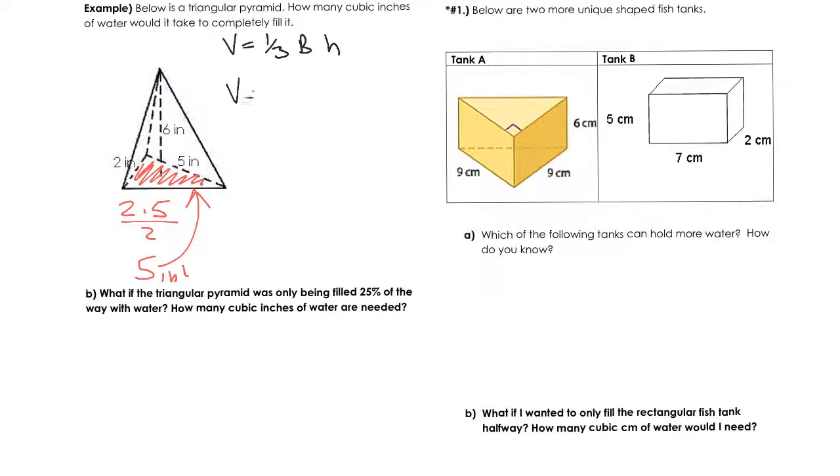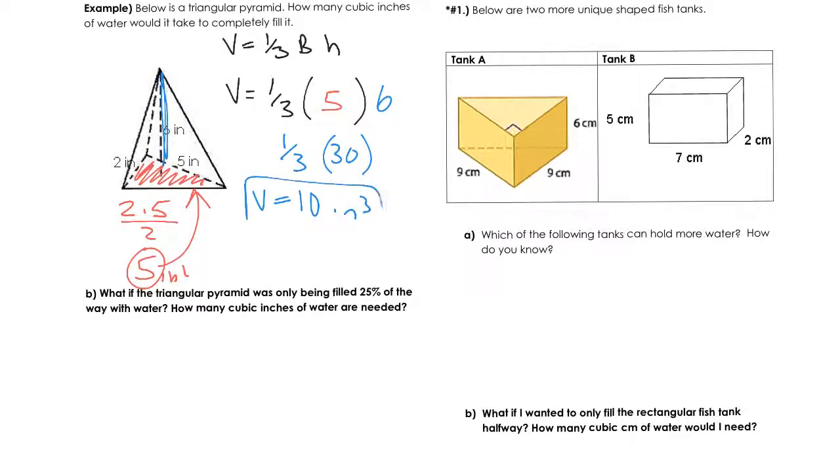So for my volume, I need 1/3 the area of the base. I could put in 2 times 5 over 2, but I just did it, and I got 5. So the area of the bottom times the height, which is 6. So that's 1/3 times 5 times 6, which is 30. 1/3 of 30 is 10. So it's 10 inches cubed to fill up this pyramid.